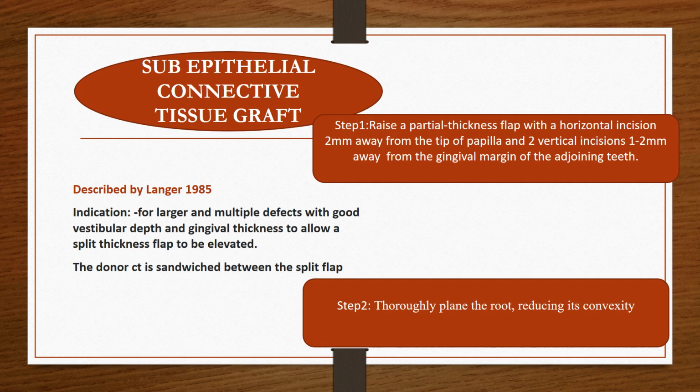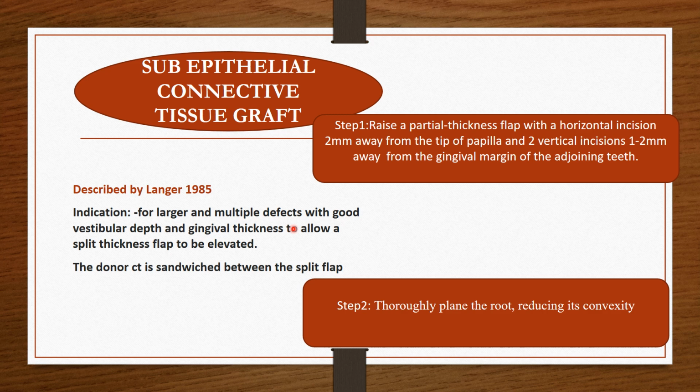So coming to the subepithelial connective tissue graft. This is very important. This can be asked as a separate question, that is, the subepithelial connective tissue graft. This was described by Langer in 1985. It is indicated for larger and multiple defects with good vestibular depth and gingival thickness to allow a split thickness flap to be elevated.